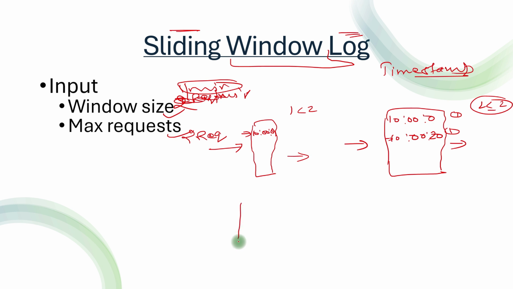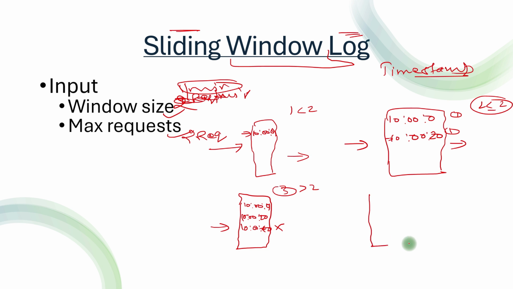Okay, so next, moving ahead. The timestamps 10:00:01 and 10:00:20 are there, and the next one is 10:00:40. Let's say this is coming at the 40th second. After adding the timestamp, it will count. This is coming as a 3, which is greater than 2, right? Greater than the threshold basically. So it won't be allowed. This request will be dropped in here.